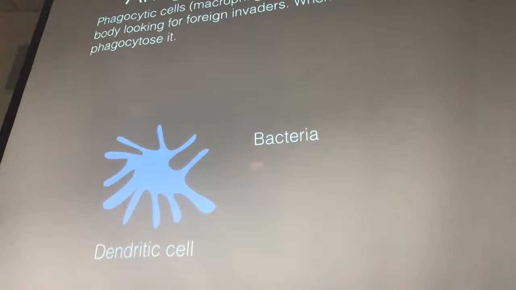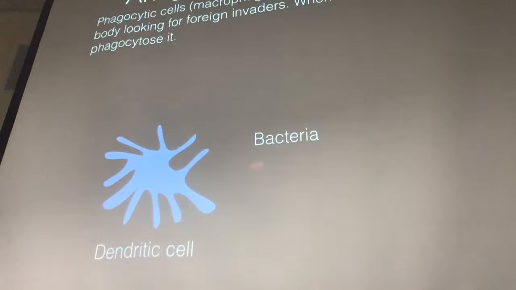Say it again. No, those are ones that display self-antigens. We're talking about ones that display foreign antigens. Yes. Phagocytic cells? Close. Not all phagocytic cells, but many of them. Yes? Dendritic cells, macrophages, and monocytes, the mononuclear phagocytes.